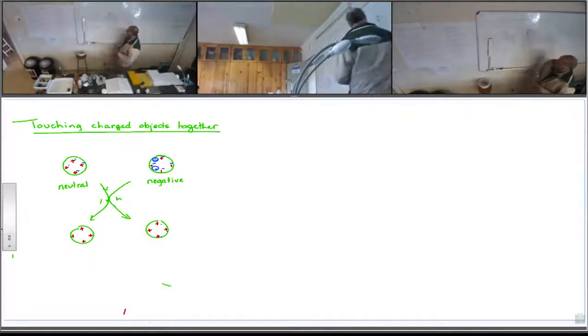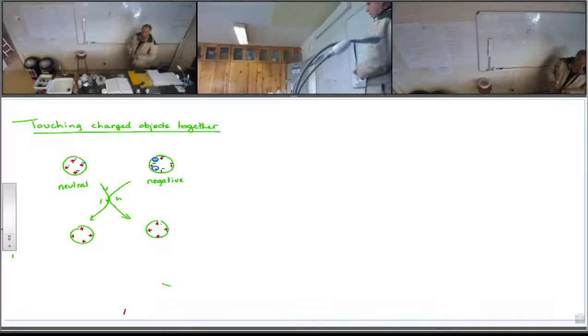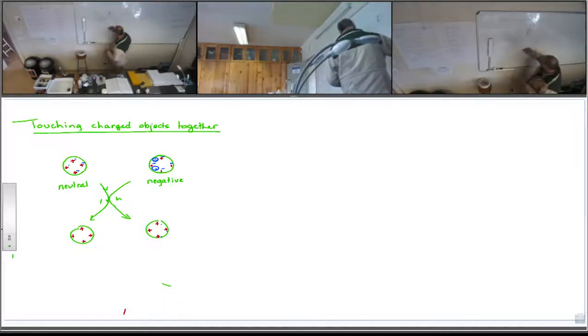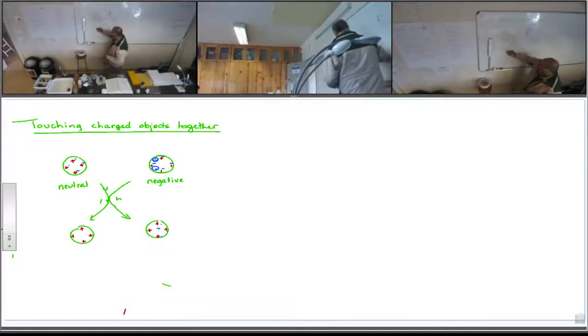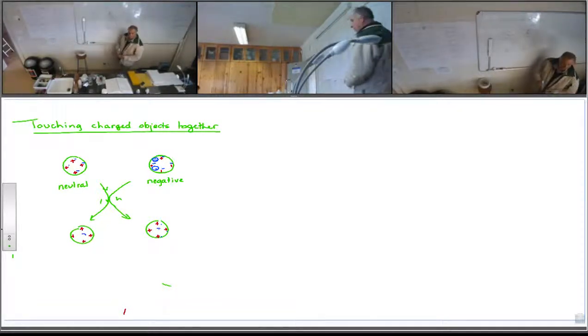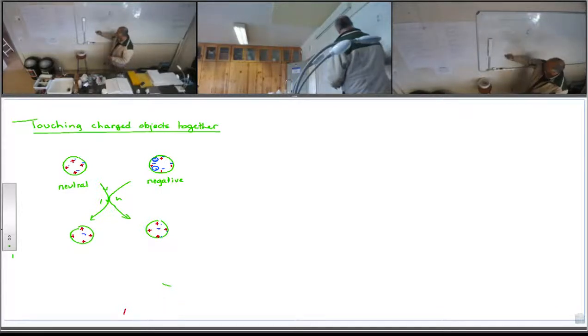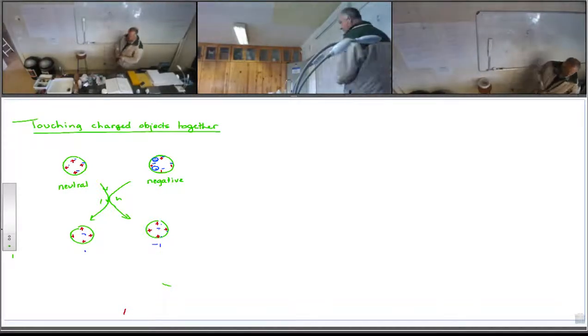Happy? But what else would have happened? There would be an extra negative left over here that didn't jump ship. And the one that did would be there. So what would the charge on this be? -1. And this? 1. Okay.